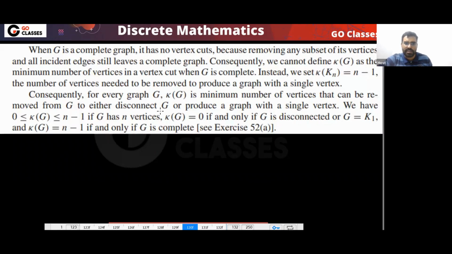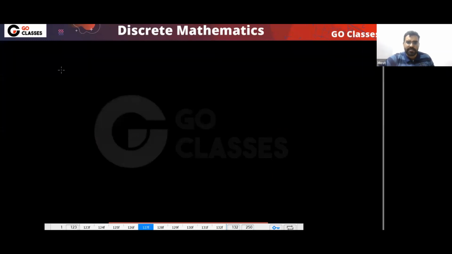Everything we have seen, every concept we have seen. If your graph is disconnected, then kappa will be 0. If you have a single vertex, then kappa will be 0. If your graph is a complete graph, then kappa will be n minus 1. Very simple. Kappa can never be n, right? Yes or no?